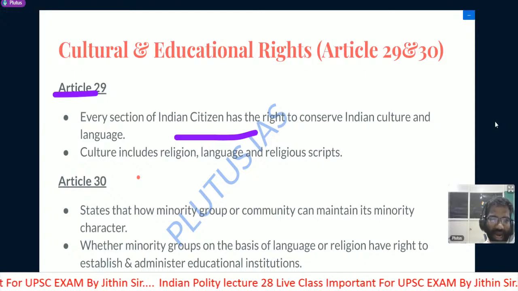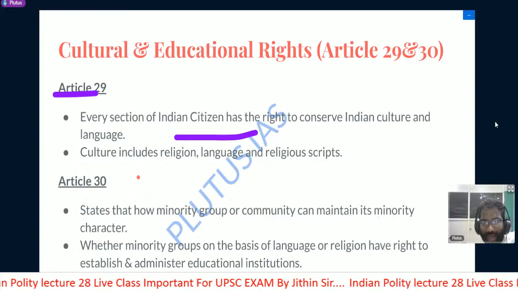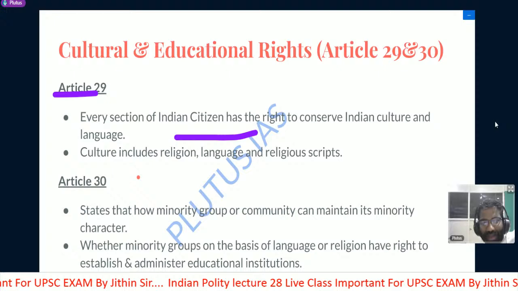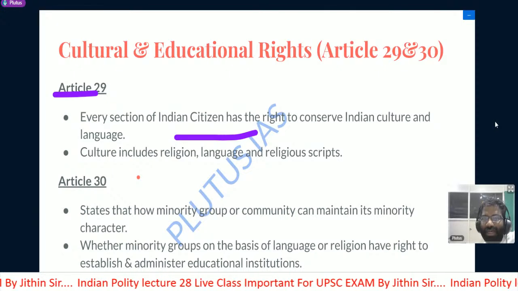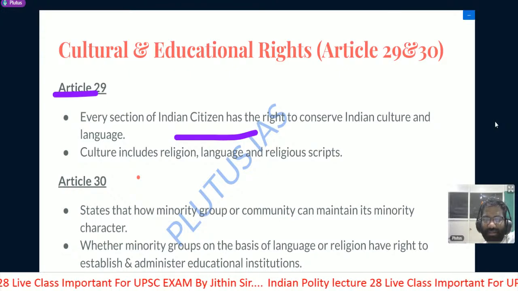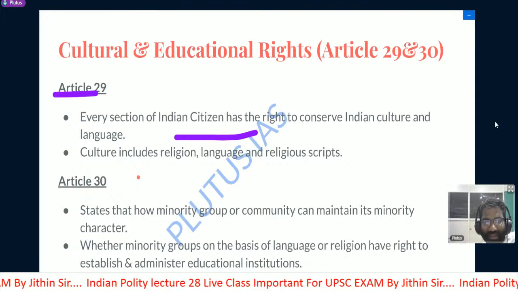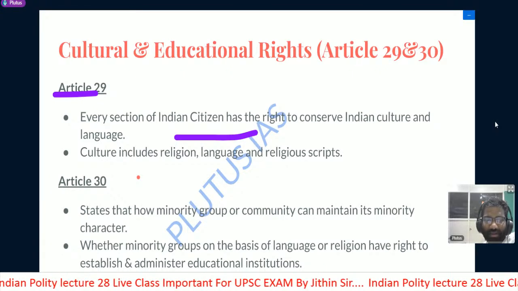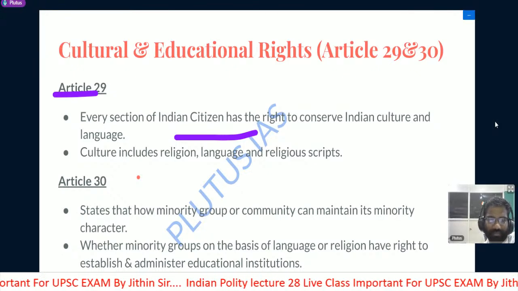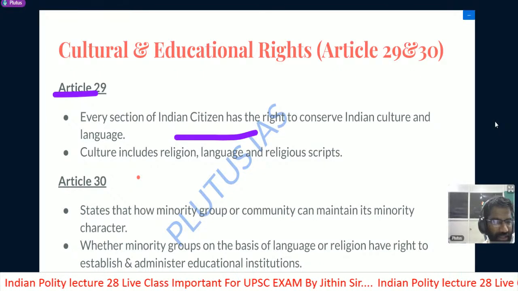See, Article 29 and 30 deal with cultural and educational rights. These are also called minority rights. Minority is not mentioned anywhere in the Indian Constitution, but as per our understanding, we have found a few religions as minority religions on the basis of population. And Article 29 says that every section of Indian society has the right to conserve their language and culture. Culture includes religion, and language includes religious script. Anyone has any doubt?